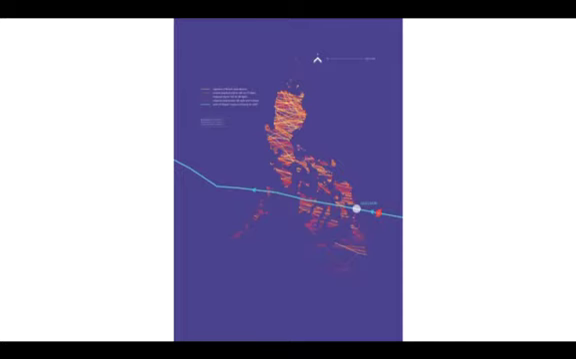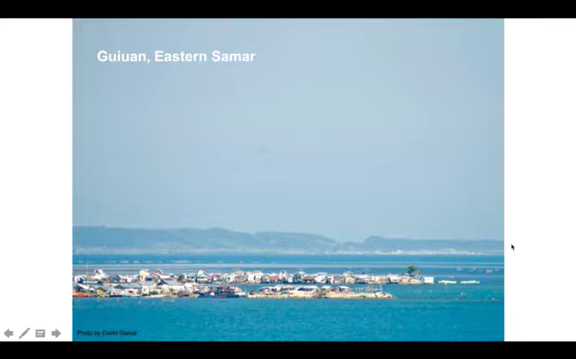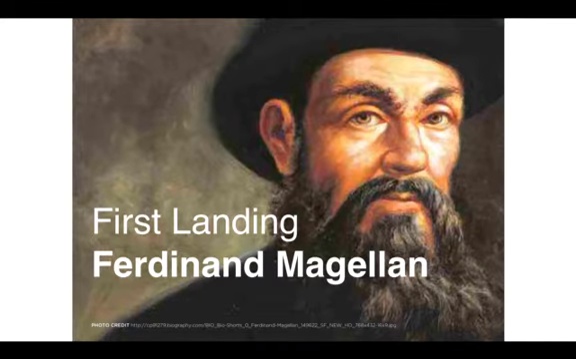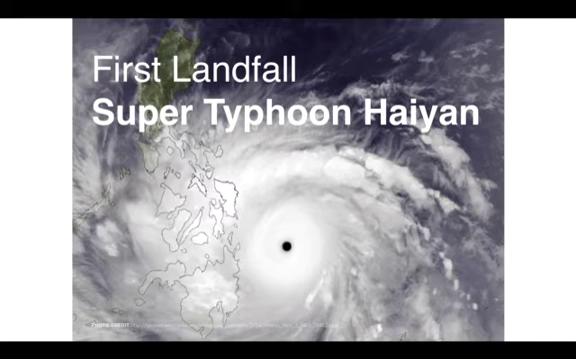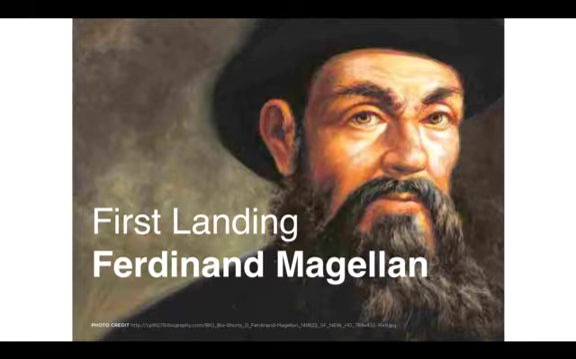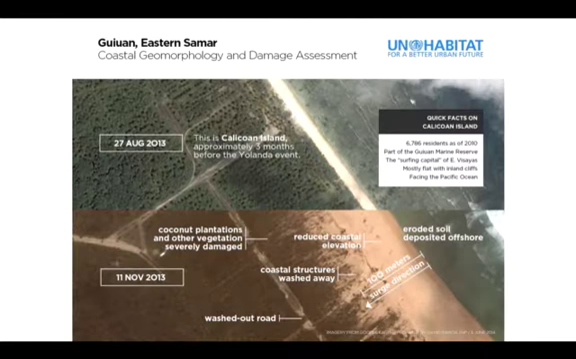My part of the story is in Guiuan in particular, which was the first town hit by the typhoon. It's an interesting place, a low-lying area, very exposed to the elements, but very resilient. The interesting part is that it's the first landing of Ferdinand Magellan when he was circling the globe. The first encounter in the Battle of Leyte Gulf was also there, where the Americans returned to kick the Japanese out. And the first landfall of Super Typhoon Haiyan. So the people there are very interesting. They're always the first in terms of colonization, crisis, and climate change.